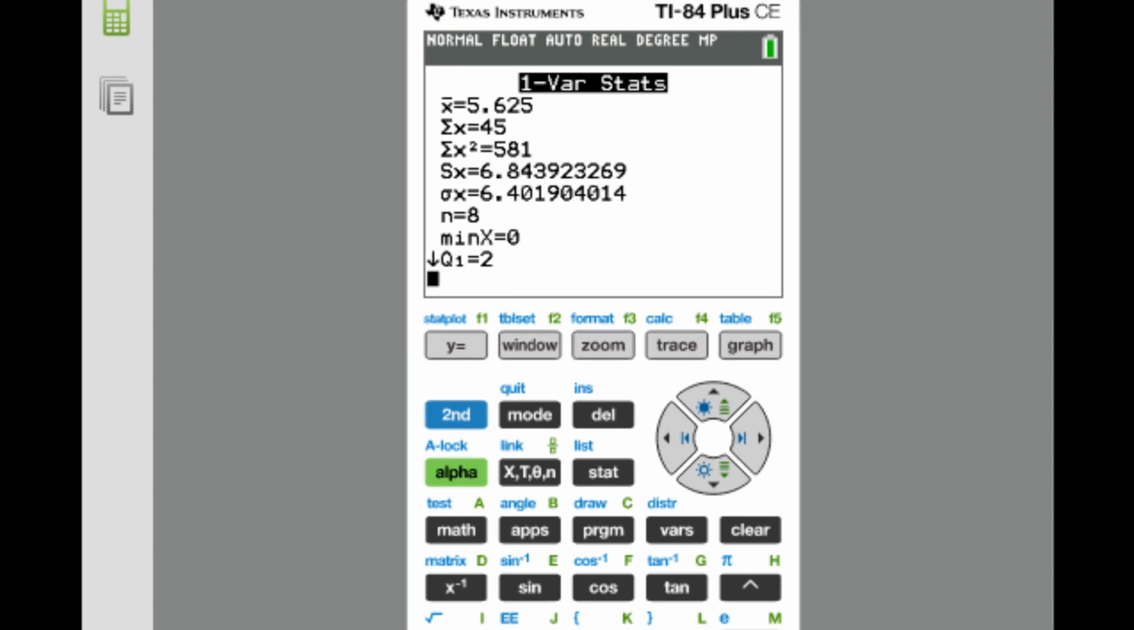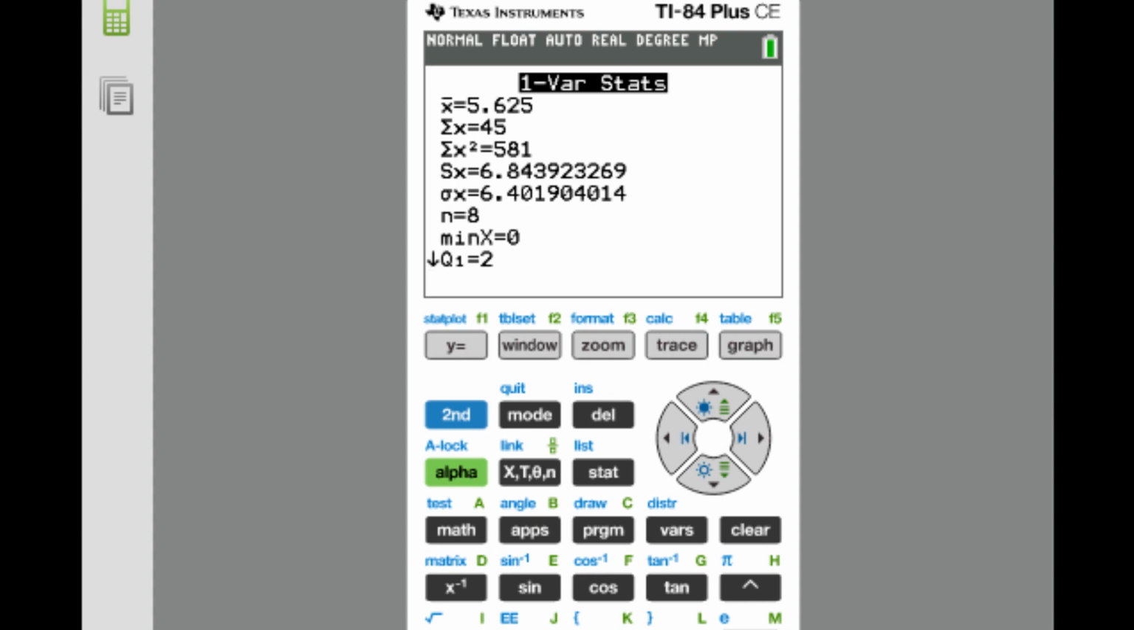What are they saying here? Can you guys tell me what the sample mean is? You guys remember that? One variable stats. What's your sample mean? Isn't it 5.625? Isn't that the first one? Okay, what's the sample standard deviation? Do you guys remember this? It's the Sx. It's 6.844. Okay, you guys okay with that? Sx.